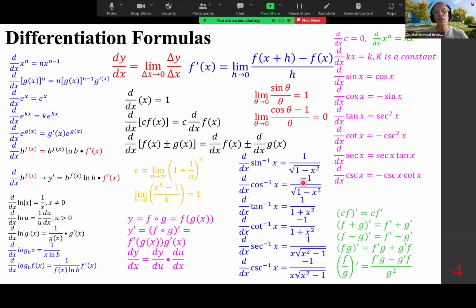For cosine inverse, it's the same thing with the negative. Tan inverse is 1 over 1 plus x squared. For cotangent inverse, it's the same thing with negative. Secant inverse, the derivative is 1 over x times square root of x squared minus 1. And for cosecant inverse, the same thing with the negative. I will discuss this further as we go through them, but I just wanted to give you the synopsis of what's going on. The idea is, now that we use the differentiation formulas instead of the definition, it's going to make life easier.